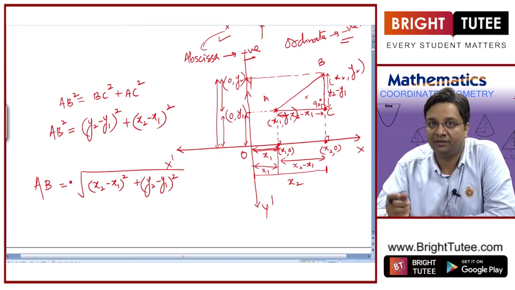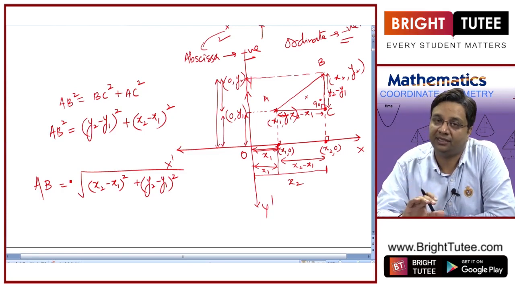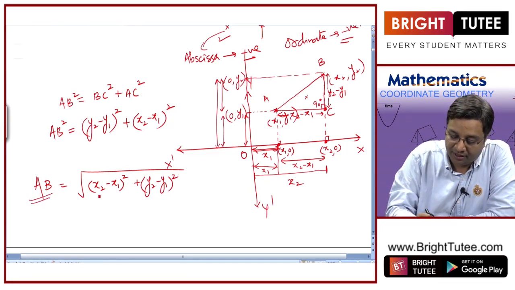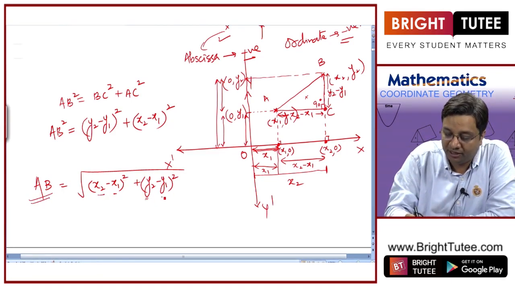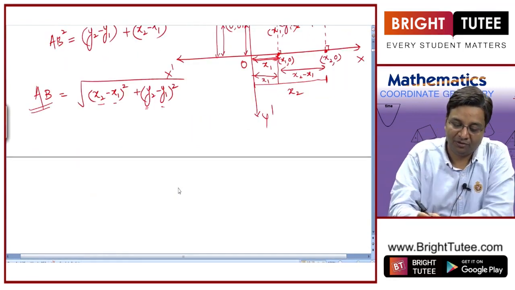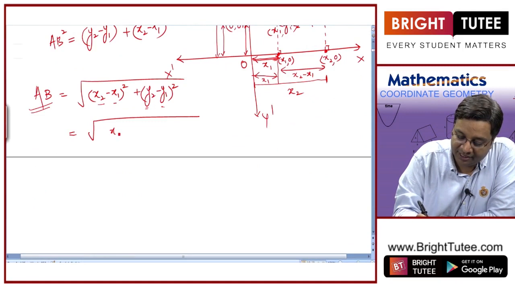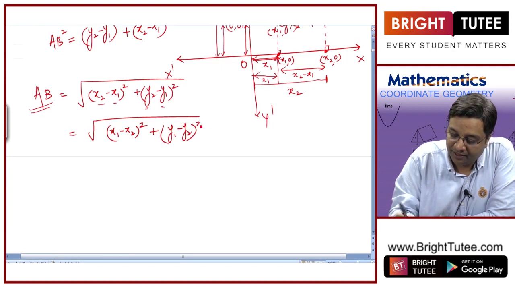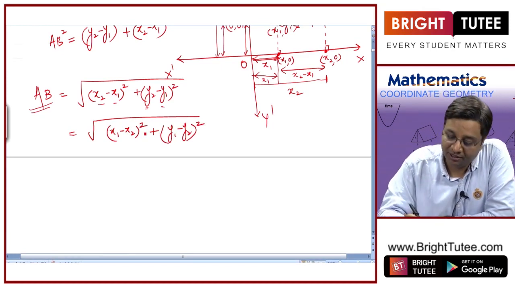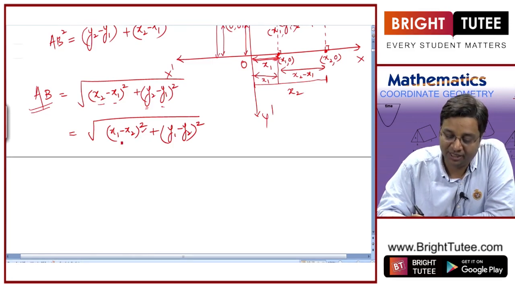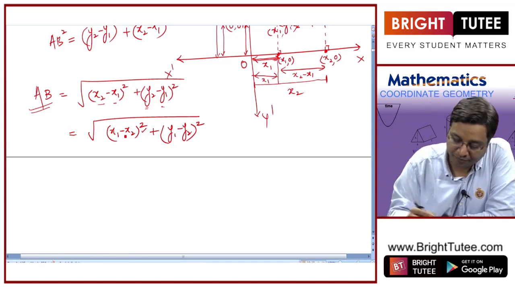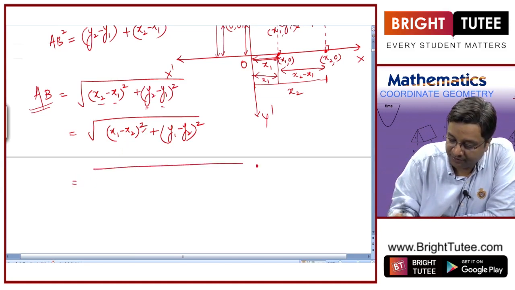We have ignored the minus sign because we are talking about distance here, and distance cannot be negative. So AB is the square root of (x2 minus x1) whole square plus (y2 minus y1) whole square. Even if you write it as (x1 minus x2) whole square plus (y1 minus y2) whole square, it will still be the same. It won't make a difference because there is a square. x2 minus x1 or x1 minus x2 won't make a difference, because when you square it, the negative sign will obviously become positive. So you can write it like this.